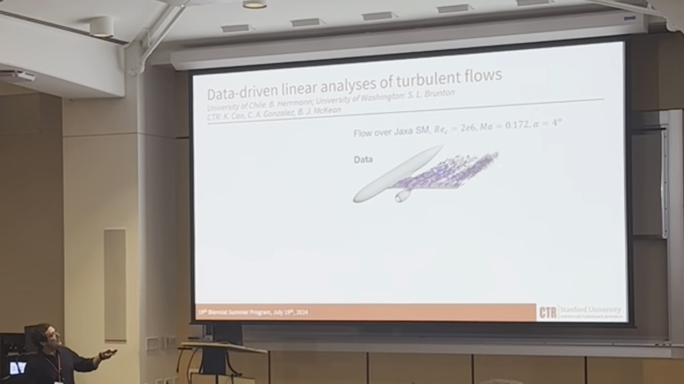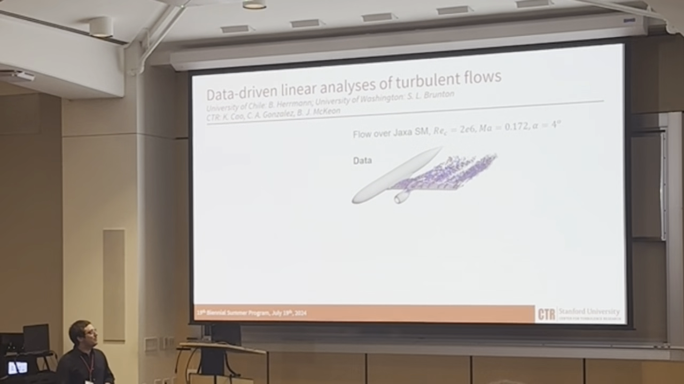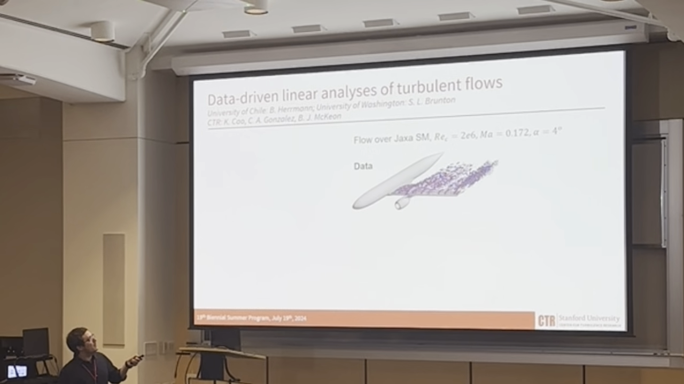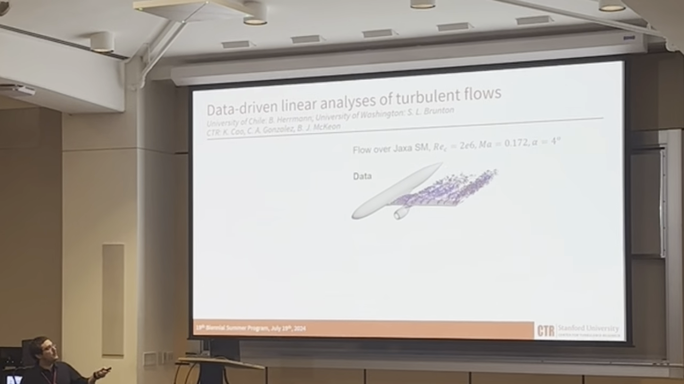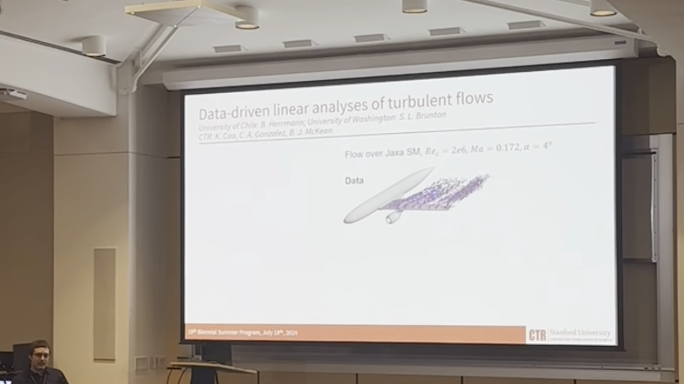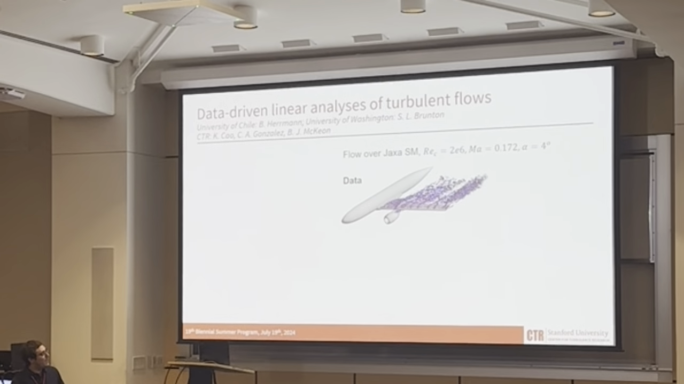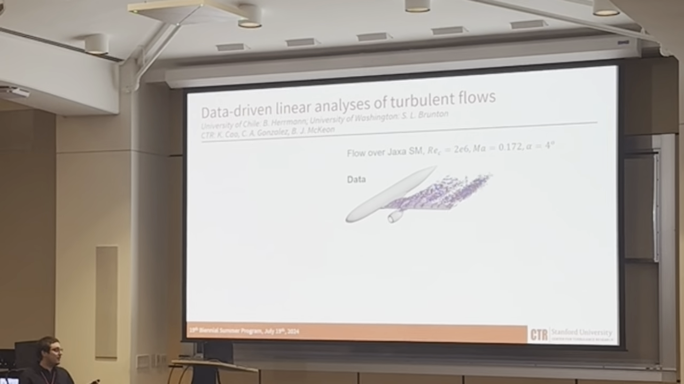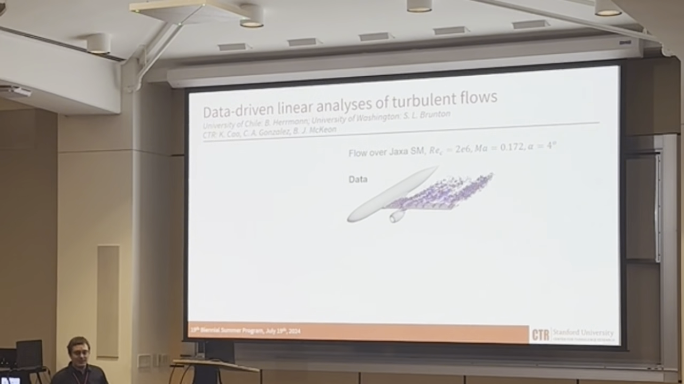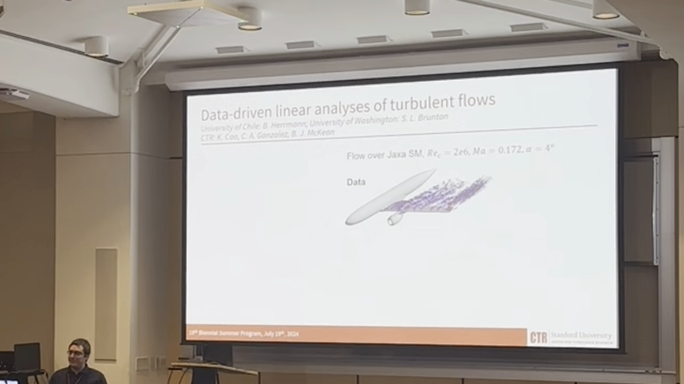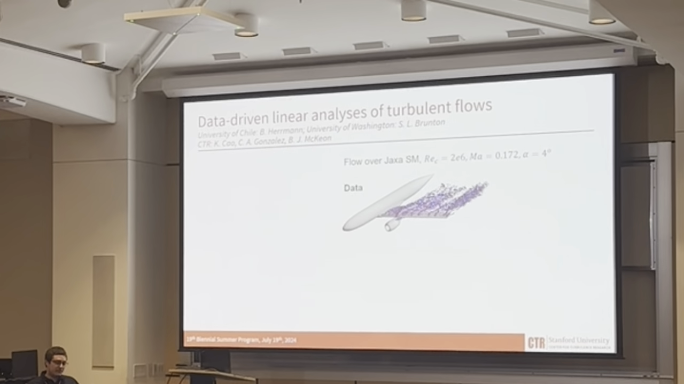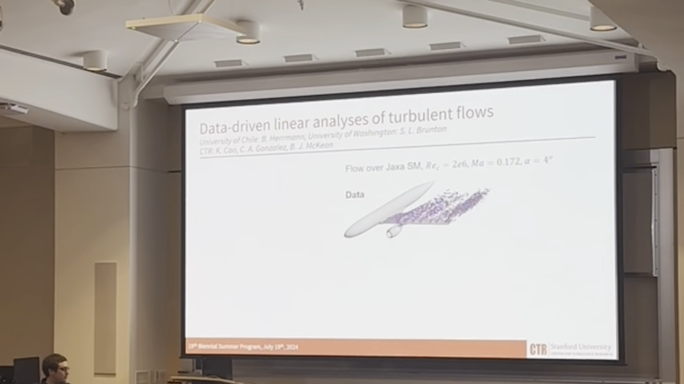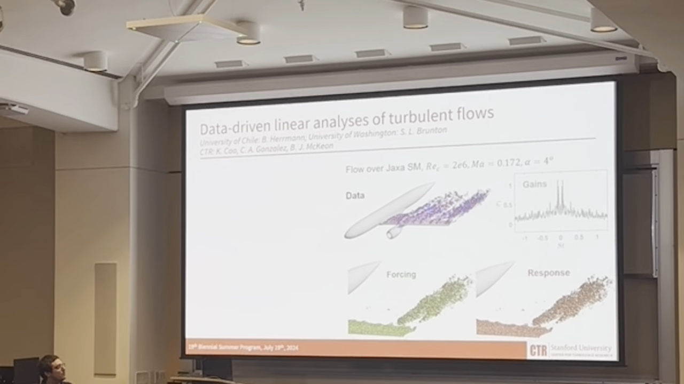What you're seeing here are isosurfaces of streamwise velocity perturbations. And this is, as I said, the flow over the JAXA Standard Model at a Reynolds number of 2 million, low Mach number, and angle of attack. We took this data. We have been gathering snapshots throughout the 4 weeks, basically, and we developed a framework to scale this method to be able to apply it to complex geometry.